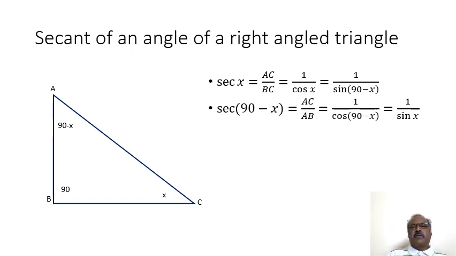Similarly, secant of 90 minus x equals AC upon AB, which is equal to 1 over sine of x, since it is equal to 1 over cos of 90 minus x. As cos of x is 0 for x equal to 90, so secant of angle 90 equals infinity.